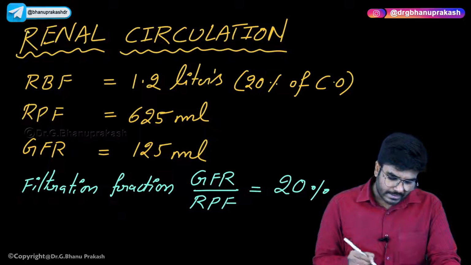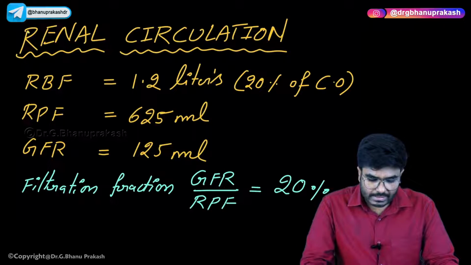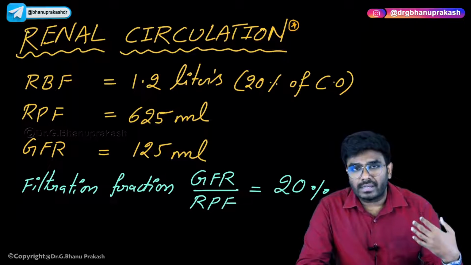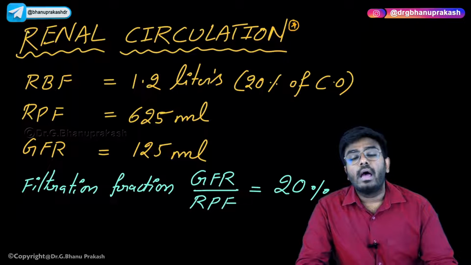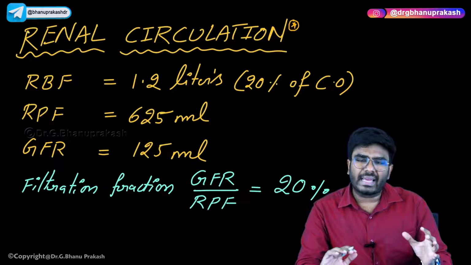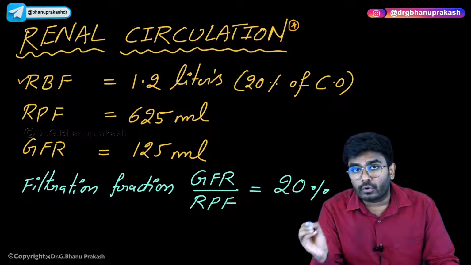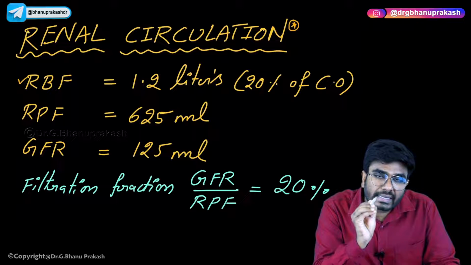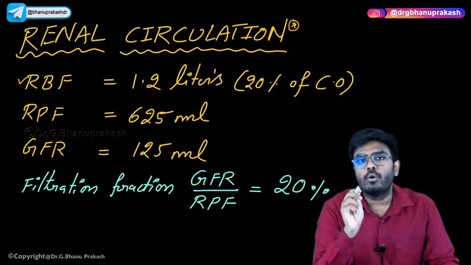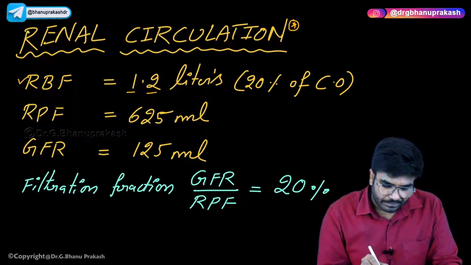Now, let's discuss a few more basic physiological points regarding the renal system. Renal circulation. The name itself tells us how much blood is going, how much plasma is going, how much blood is getting filtered. All these points we will now see. These are direct single-liner kind of questions. RBF means renal blood flow. How much blood is going to the kidneys per minute? For both the kidneys, not one kidney. It is 1.2 liters.